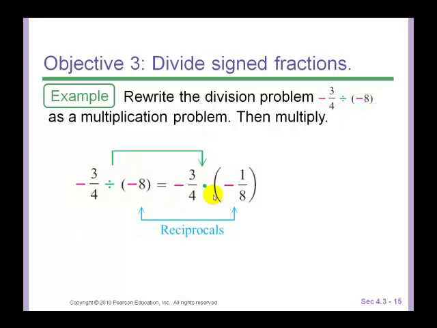Again, negative 8 can be thought of as 8 over 1. Therefore, the reciprocal is 1/8. The division becomes a multiplication. We get 3 times 1 over 4 times 8. Notice a negative times a negative became a positive, and we get 3 over 32.